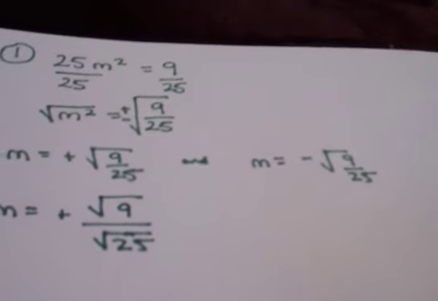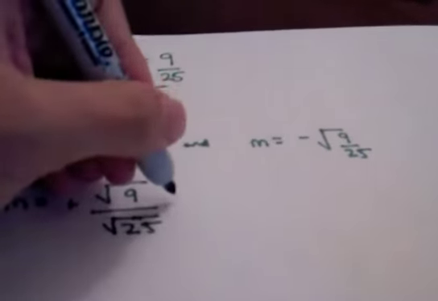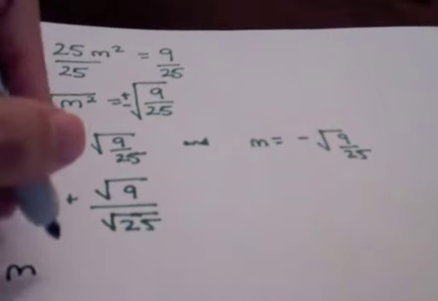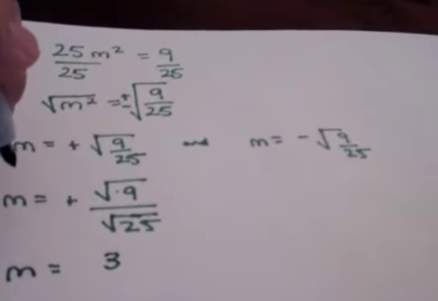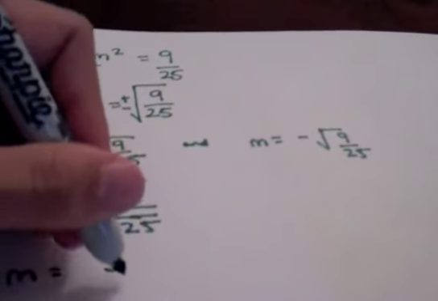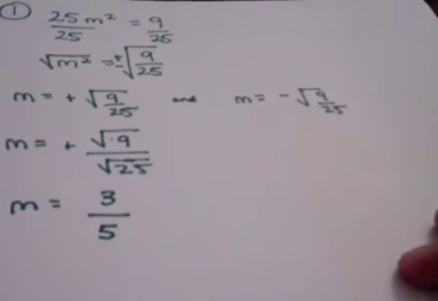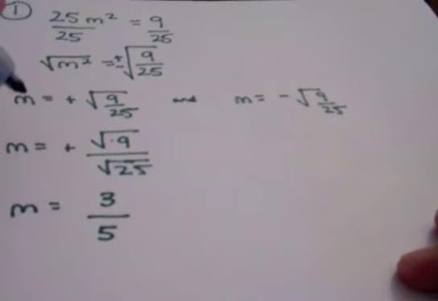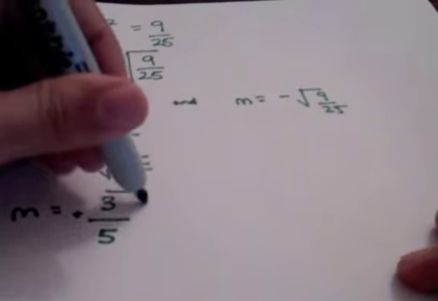And now I know that the square root of 9 is going to give me 3. So we can say that m is going to be 3, because that's the square root of 9. And it's going to be over 5, because 5 is the square root of 25. So this will be one value, positive 3/5.